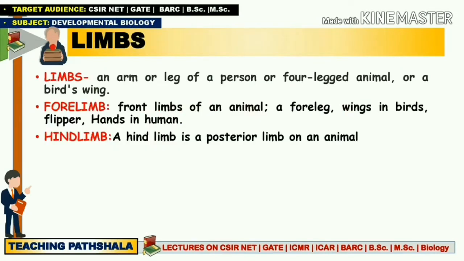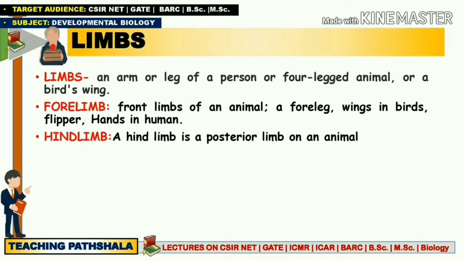Okay, now the next term is what are limbs. So an arm or leg of a person or a four-legged animal, or a bird's wing. So the limbs are mainly the external appendages. It may be arms, it may be legs. Okay, so it depends on what kind of animal we are going to apply this term to. In case of birds, obviously the wings are examples of limbs, as well as in case of humans, we can say that hands and legs are forms of limbs.